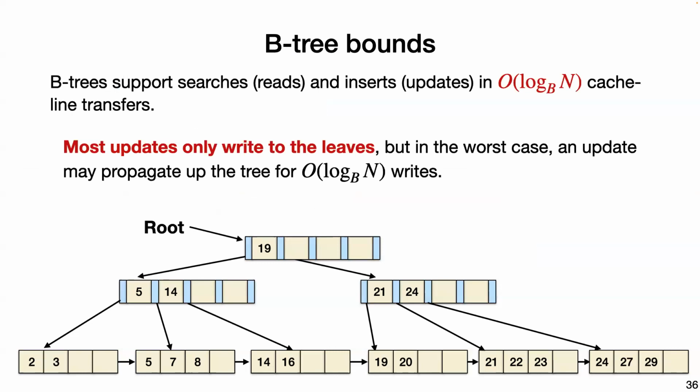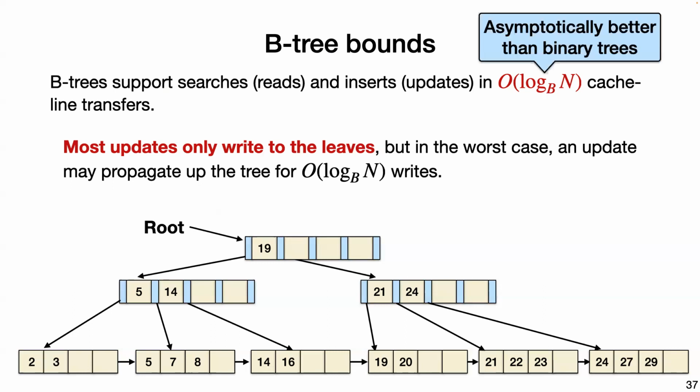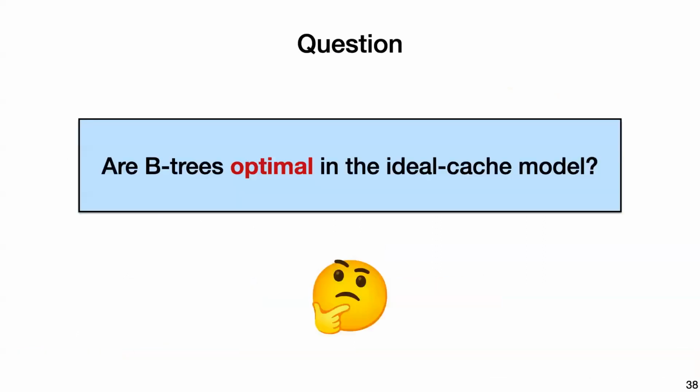So you may have to write log-base B of n levels in the very worst case, but that only happens like once every n insertions. Okay, and notice that this log-base B of n is little o of log n, which is what we got with binary trees. Okay, so this is your question, which is, are these optimal in the ideal cache model?